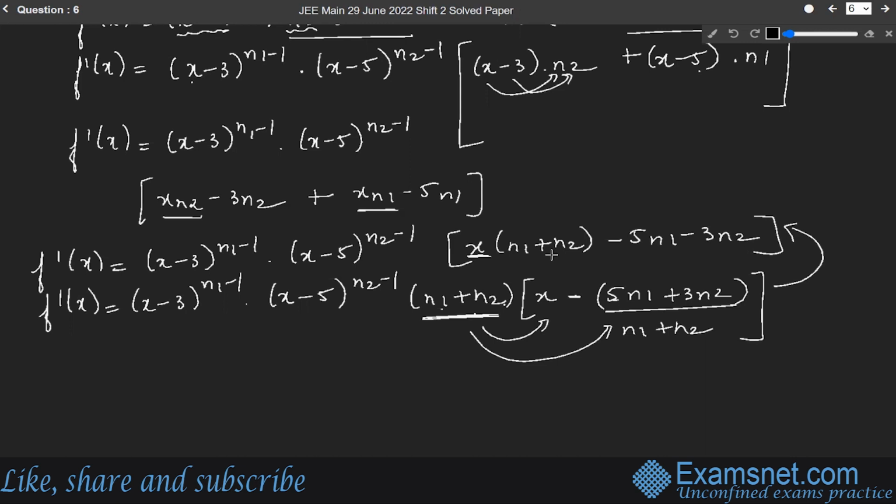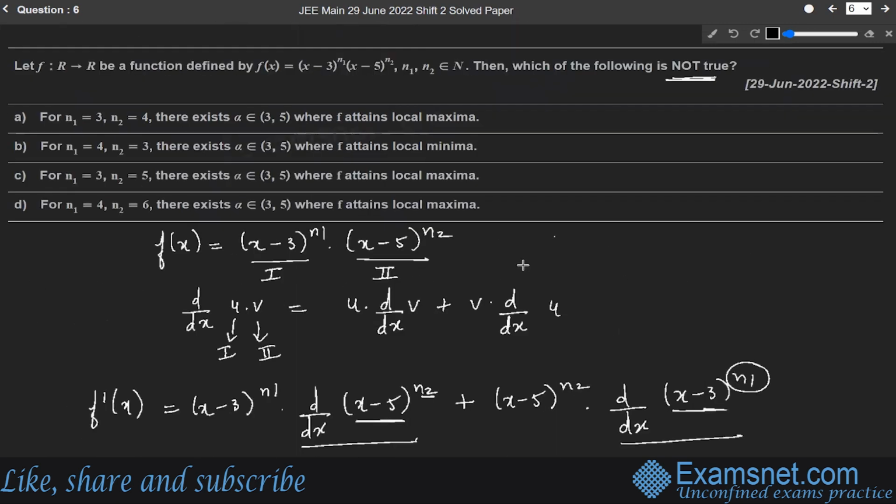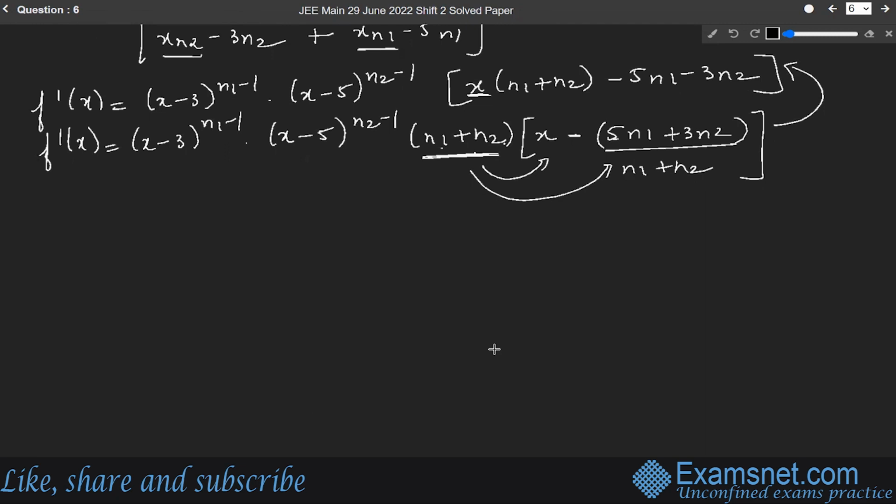So now what we have to do is we just have to hit and try all the options and find which option is not true for this given derivative of f of x, right? So when we hit and try all the options, we find that option C is not true. What is option C? n1 is equal to 3 and n2 is equal to 5. All right. So let us check it. n1 is equal to 3 and n2 is equal to 5.